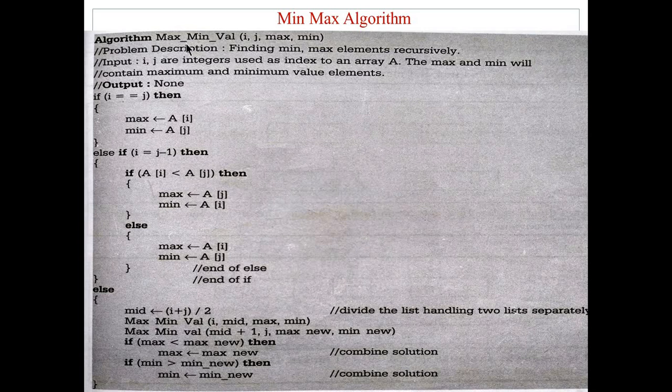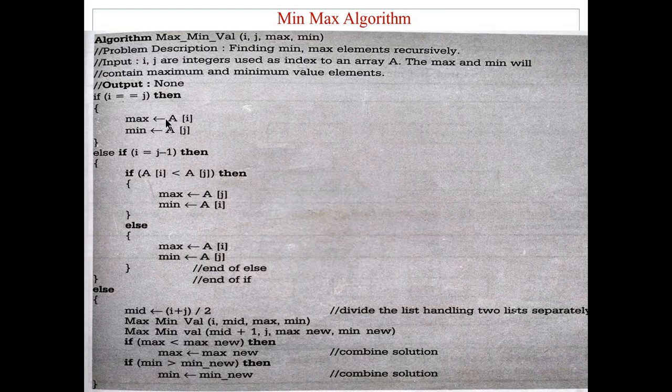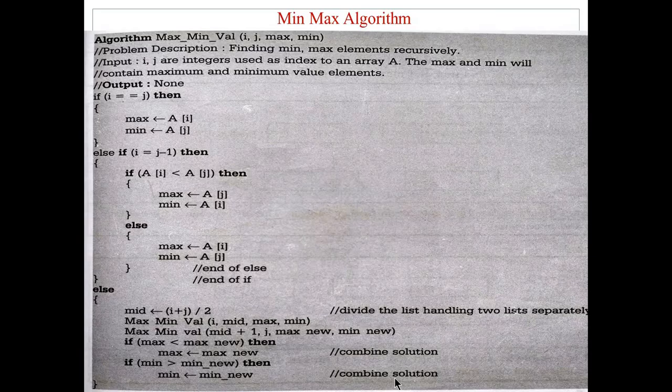First, we have to pass in our algorithm MaxMin value I, j, max and min. I will be the minimum index, j will be the maximum index. If I is equal to j, in this case I is equal to j. For 3, I and j are both equal to 3. So our max and min will be A of j. Here max and min are both minus 5.